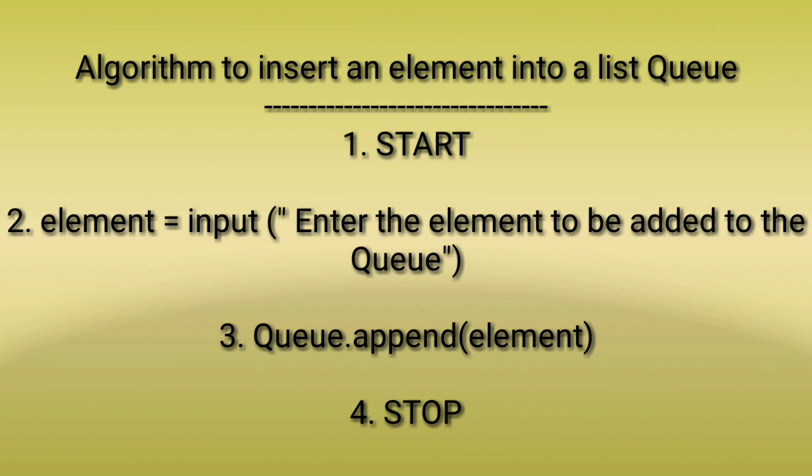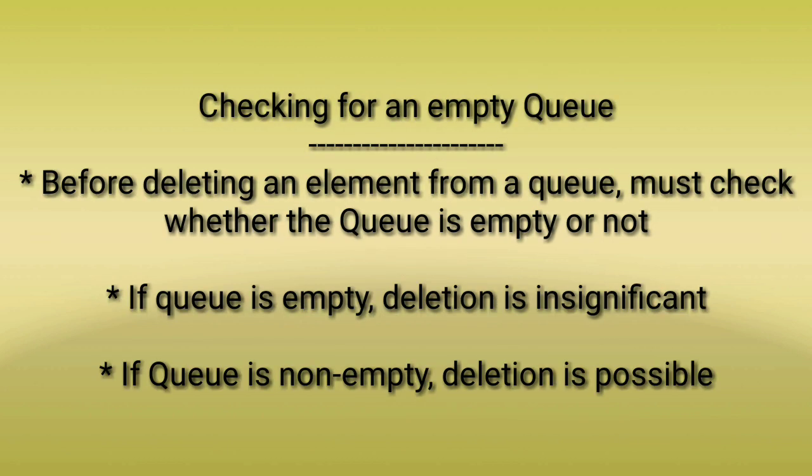Then the fourth step is stop. These are the steps or algorithm to insert an element into a list queue. Start, element, you can give any element, after that q dot append of element, then stop. Next operation is deletion.